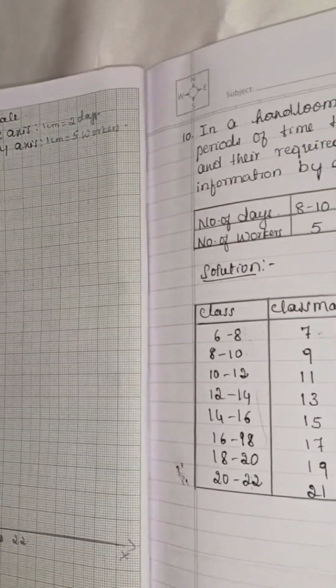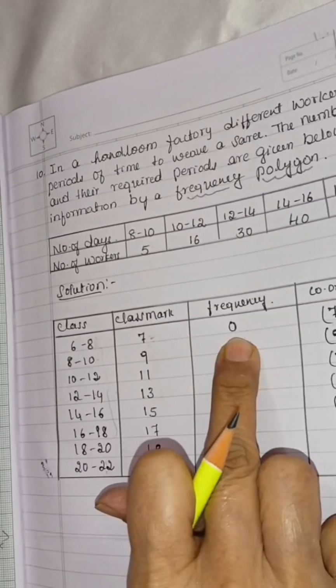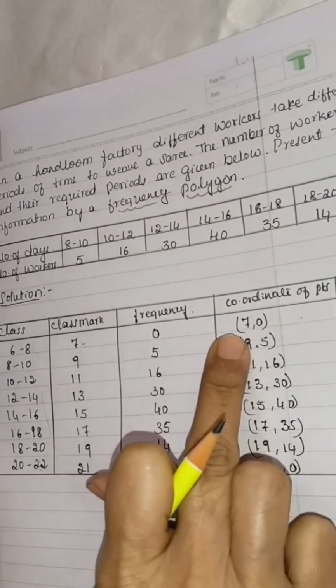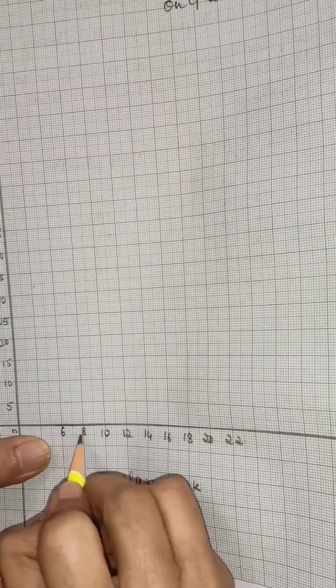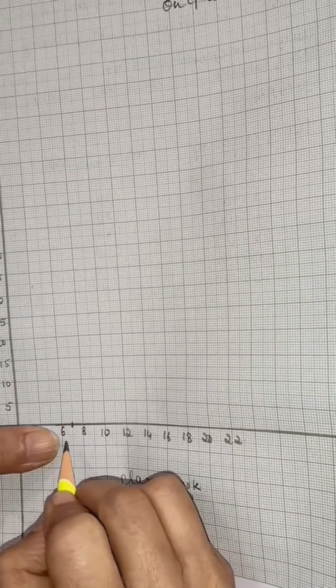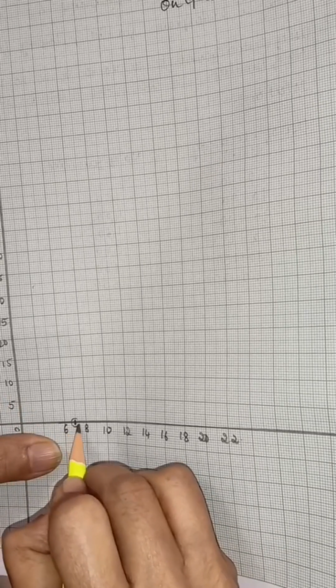Now we'll see the coordinates 7 and 0. The x-axis is 7, the y-axis is 0. See, these are the coordinates 7 and 0. Therefore the x-axis is 7: between 6 and 8 comes 7. Then the y-axis is 0, so it comes here.